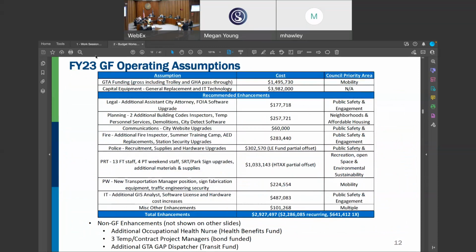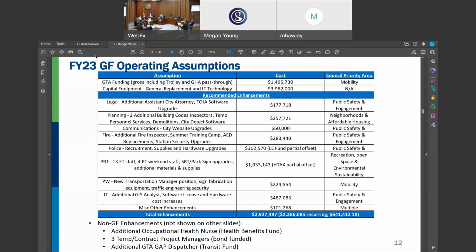Slides. So 1.5 million for GTA, which is consistent with our level of funding over the past few years. Capital equipment, which is our rolling stock and our IT technology. This is increasing about 600,000 from the current year due to higher equipment costs and greater needs for our technology investments. And if you look down at the operating budget, we've got this broken down by focus area.